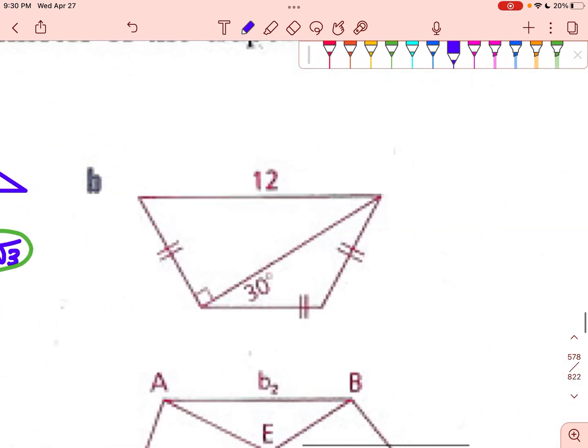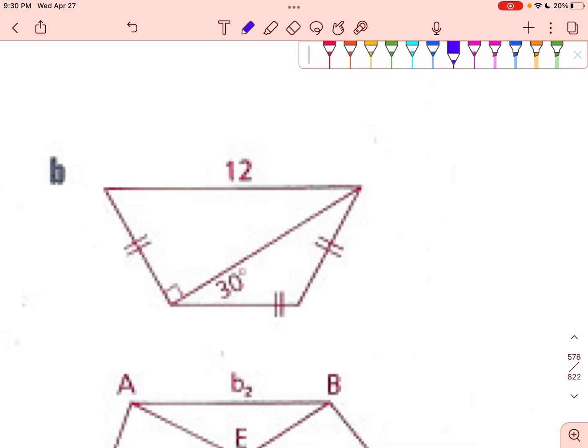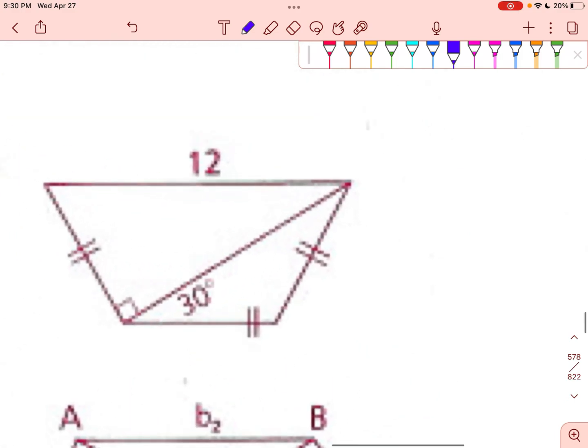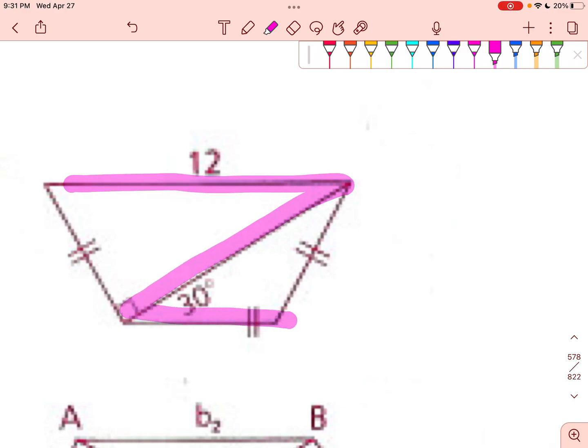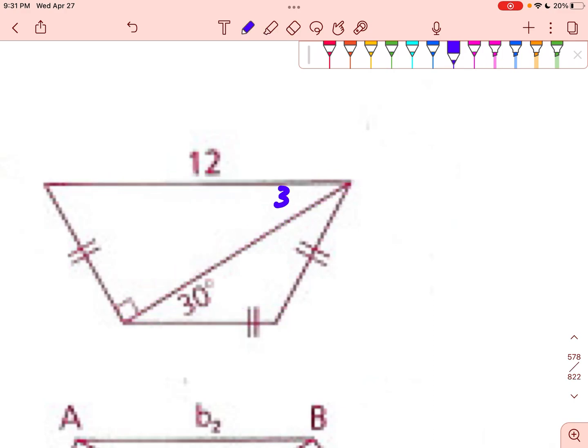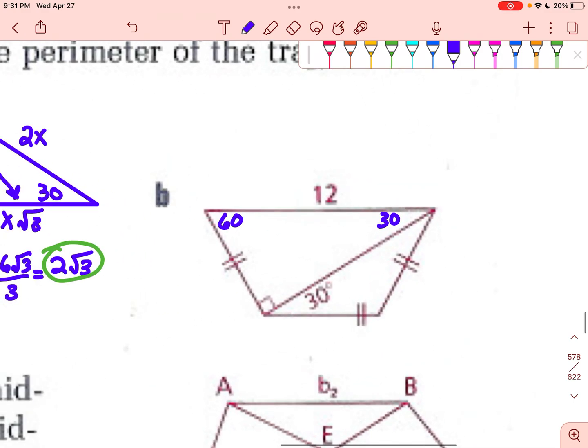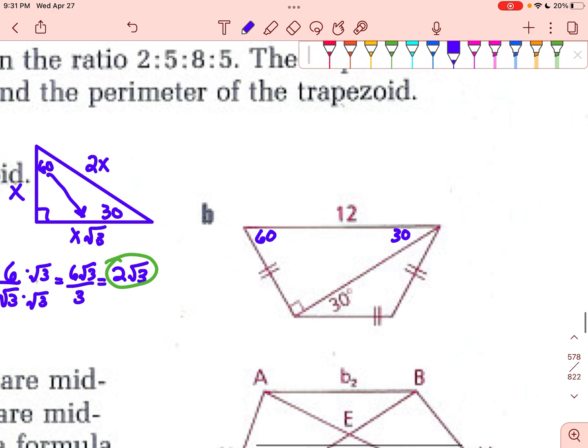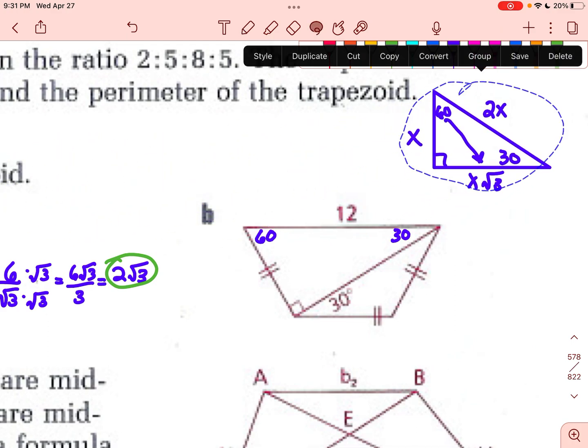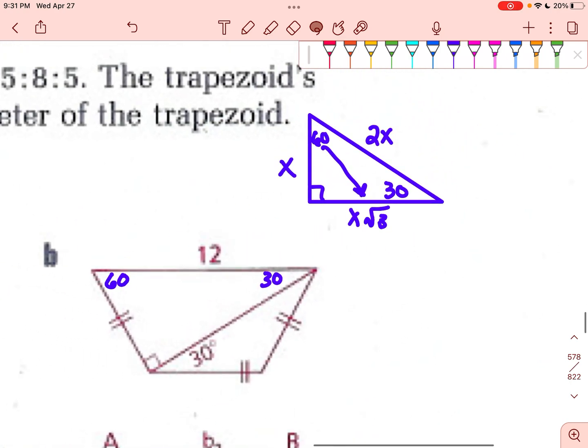Looking at B over here, I see that, again, they tell me that this is a trapezoid, and that's important because you have your alternate interior angles. So we have our 30 degree angle right here, and so this is obviously, again, another 30, 60, 90. I can drag my reference triangle over to this problem because we're going to be using this 30, 60, 90 kind of as a reference. Again, they're telling me across from the 90 is 12.